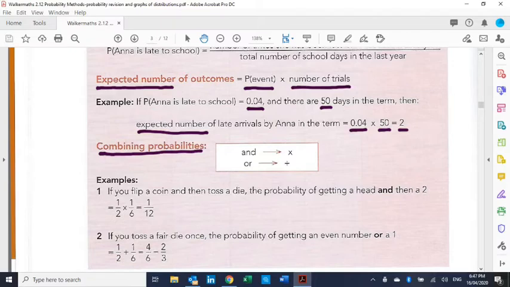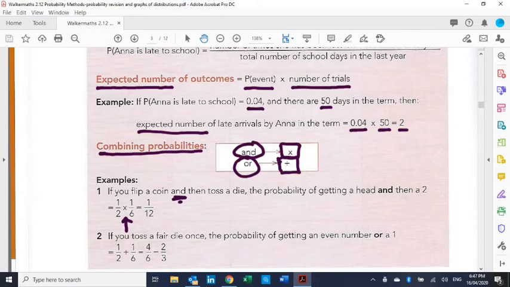The connecting word will determine what operation you use. Anytime you see the word "and" in probability, you're always talking about multiplication. Anytime you see the word "or," you're always talking about addition, right? So if you flip a coin and toss a die, those are two probabilities multiplied together.